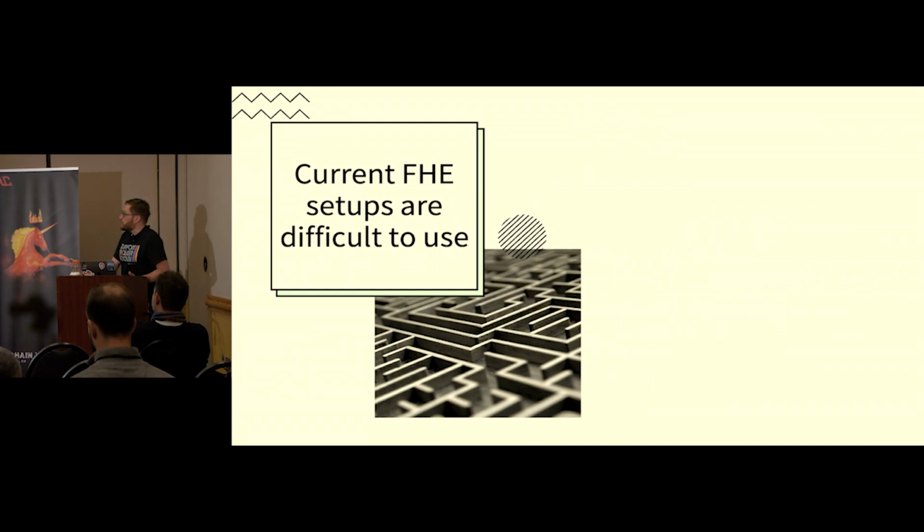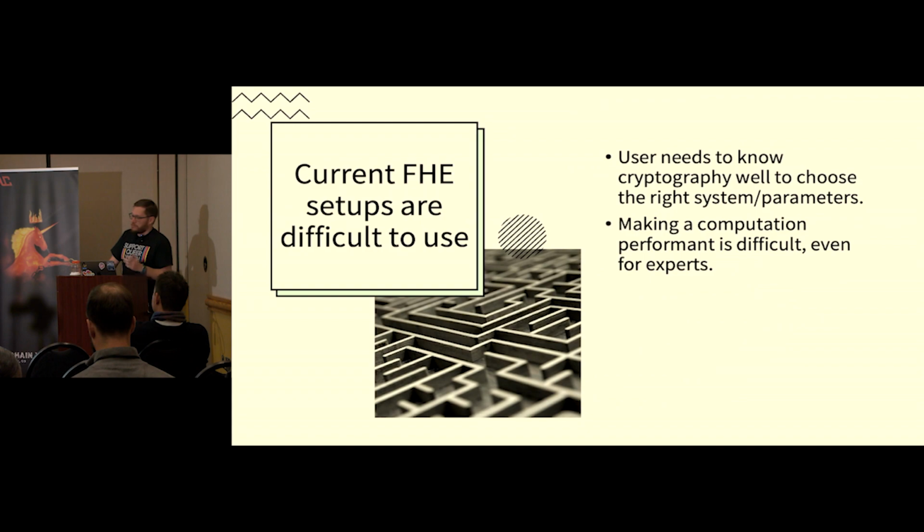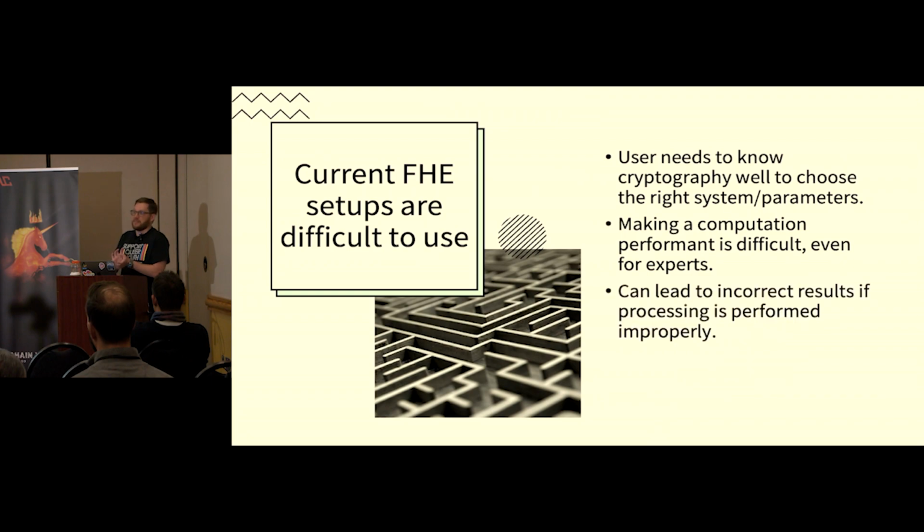So why isn't FHE used more currently? Well, it's a little bit difficult to use. Users need to know a lot about cryptography to choose the right parameters for a system. Also, making a computation performant is difficult, even for experts. So the way that you set up how you do a computation, even things like maybe you want to take x to the fourth power, doing just x times x times x times x will be different than x times x, storing that, and then multiplying it by itself. Those two things can give you drastically different performance times.